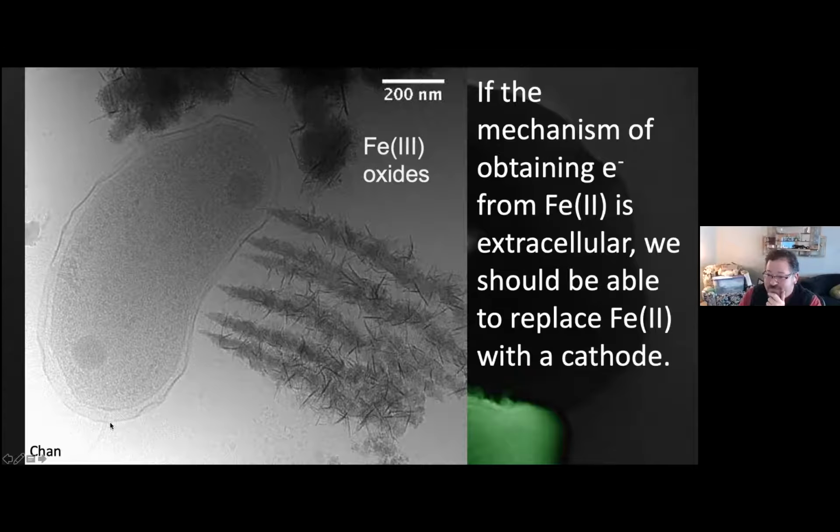You can see here there's a little flagellum right here. So these guys are still motile as well. And so that's another thing that we can chat about. A few years ago, the idea was if they had proteins on the outside of the cell that were allowing electrons to come back in, then we should be able to remove iron from the system and instead use a cathode in order to get these guys to grow.